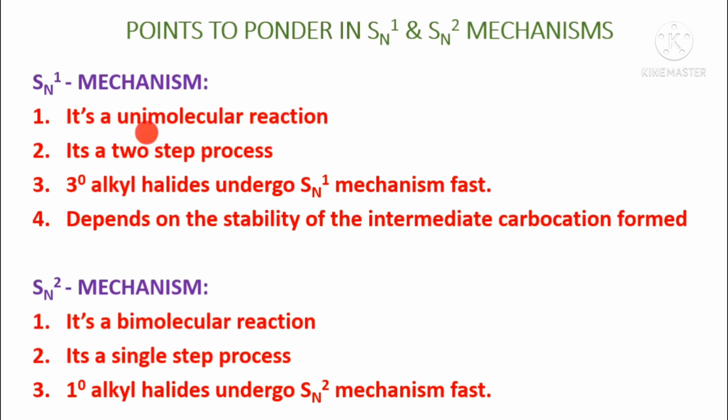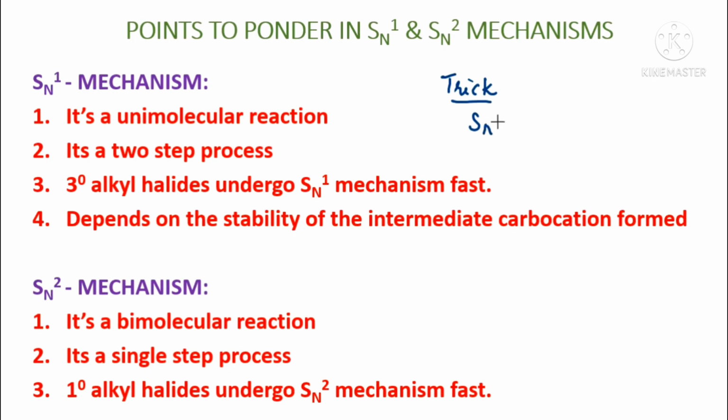SN1 mechanism. What is the first point? It's a unimolecular reaction and it's a two-step process. Normally tertiary alkyl halides will undergo the SN1 mechanism fast, and it also depends upon the stability of the intermediate carbocation. Whenever you're dealing with the SN1 mechanism, you should always have this trick in mind. So what's the trick, students?